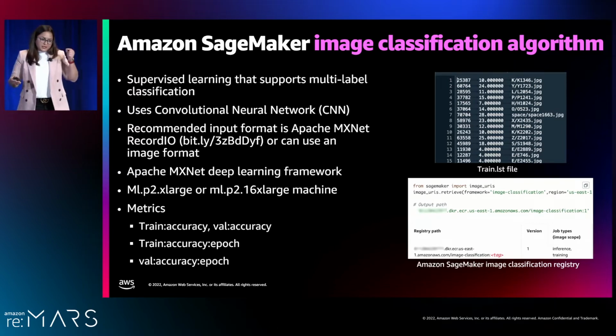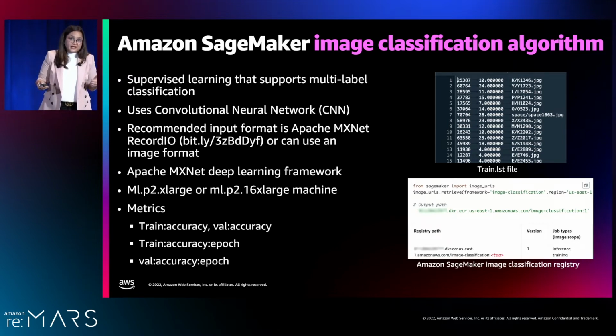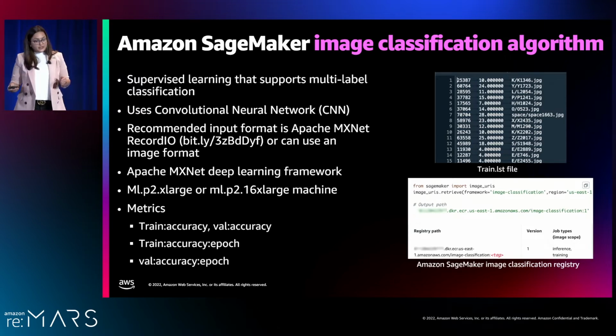So in a nutshell, what we are using here is the inbuilt algorithm provided by SageMaker called image classification. It's a supervised learning approach that allows multi-class classification. In this case, we have 29 classes. We are using a convolutional neural network.